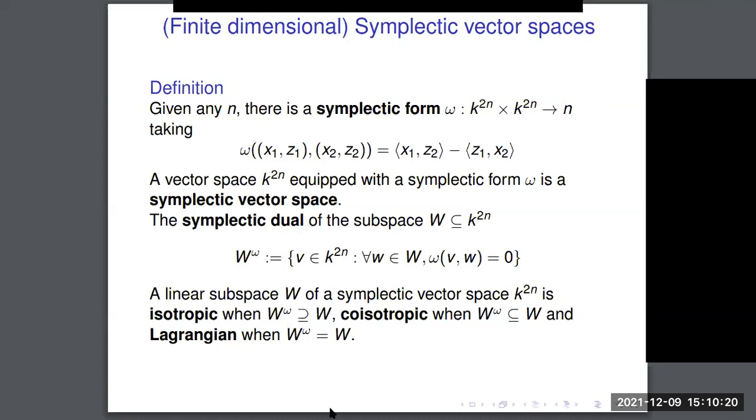And okay, these are some really important properties of linear subspaces of symplectic vector spaces. When the symplectic dual contains the subspace, it's called isotropic. When it's contained within the subspace, it's called coisotropic. And when it's equal, it's called Lagrangian. And these are really important, and we'll get back to them later. This is some sort of restriction on the subspaces so that they obey the relationship between position and momentum in some way.